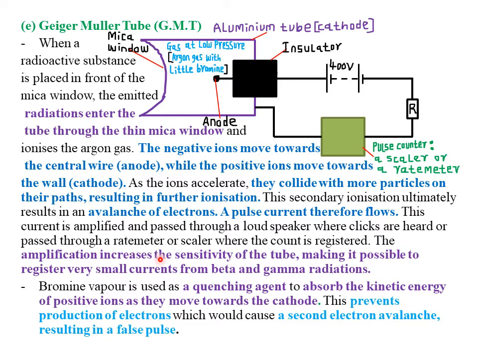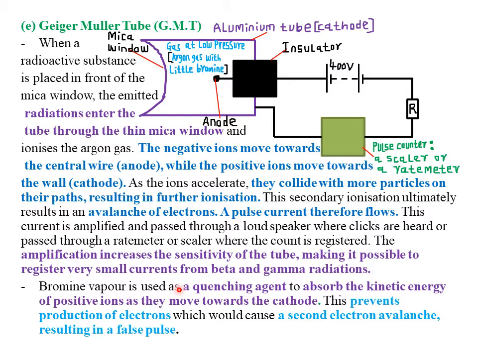So the amplification usually increases the sensitivity of the tube, making it possible to register very small currents from beta and gamma radiations. Remember, we said beta and gamma radiations have very low ionizing power because they are usually light and they move at a very fast speed. So it means their ability to ionize any particles is very, very low. Then remember that alpha particles have high ionizing power, so we don't need an amplifier in order for those alpha particles to be detected.